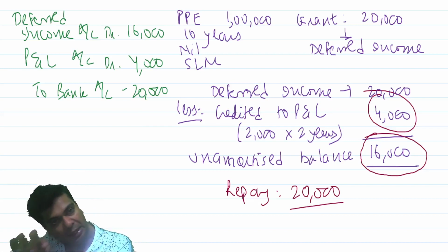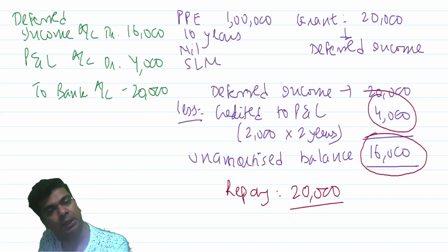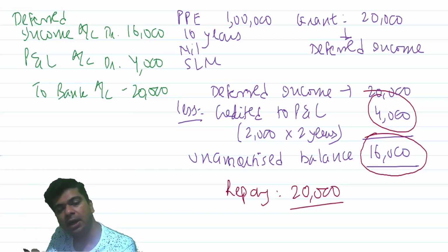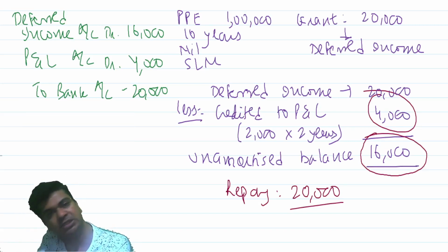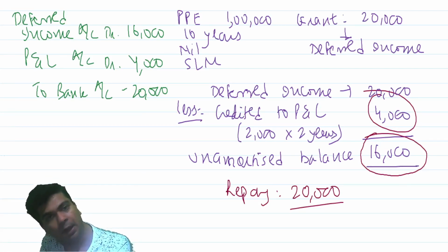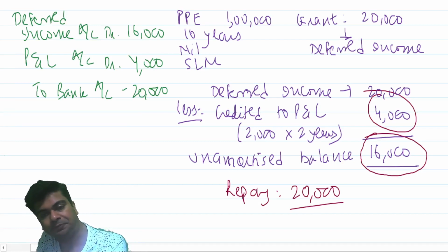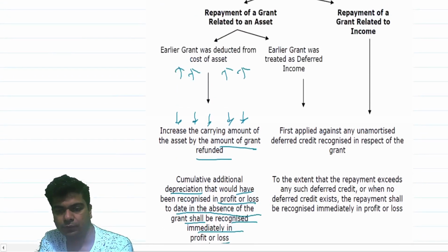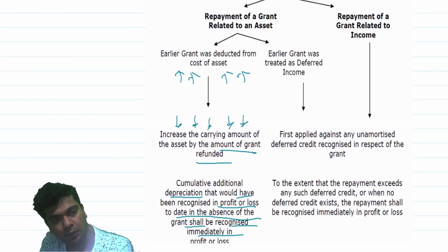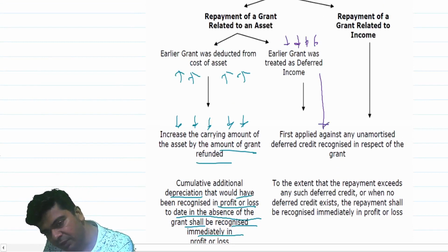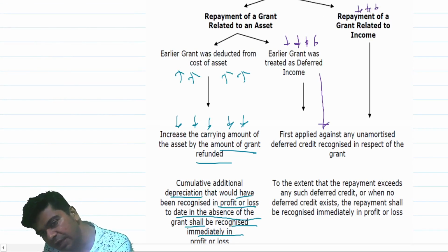And one more thing, if the government grant is relating to income, here also the same accounting treatment will be given. You should first check whether we have any balance in the unamortized deferred income account. If yes, adjust over there. Anything extra, or if the balance is not at all there, debit it to the profit and loss account. Just see. Earlier the grant was treated as deferred income. This will be the treatment. And repayment of grant related to income, this is the treatment.